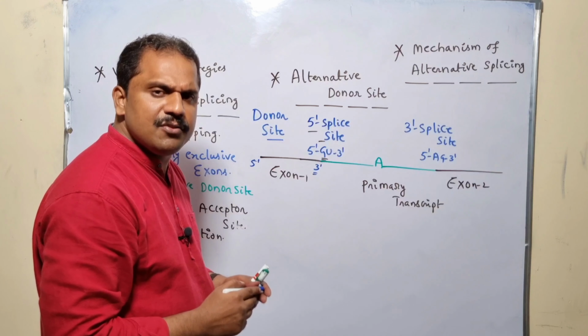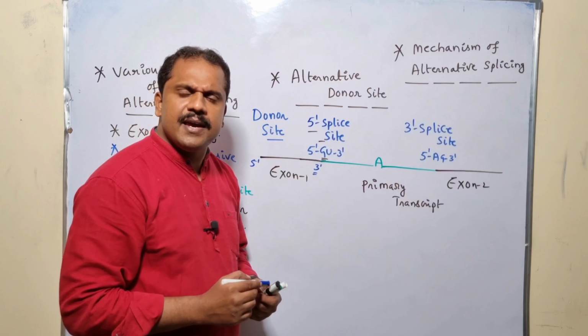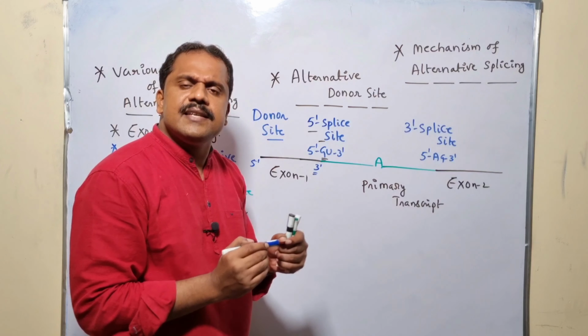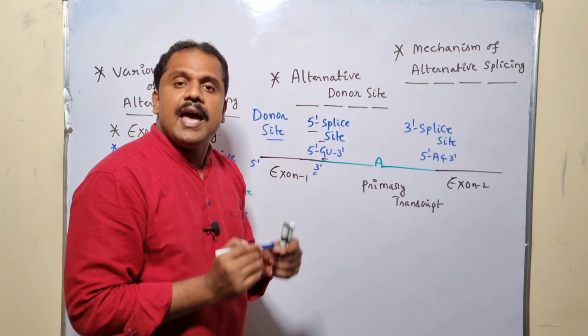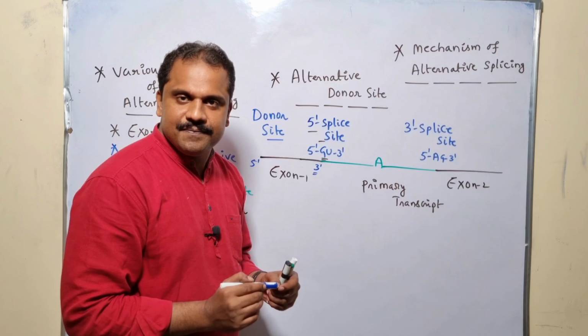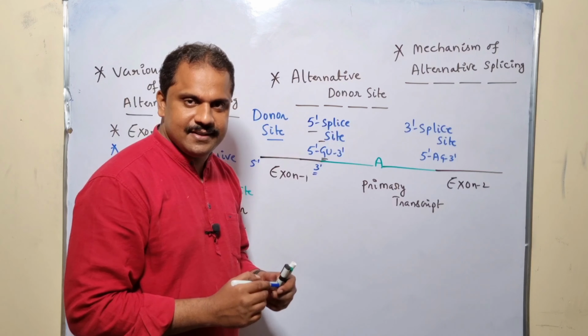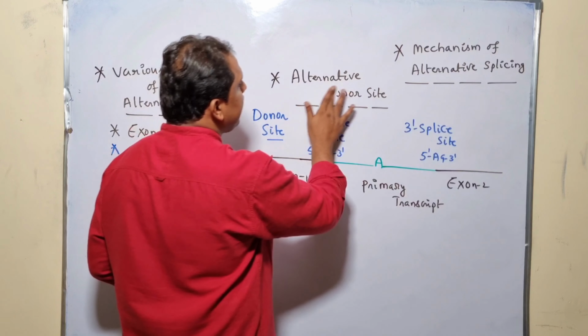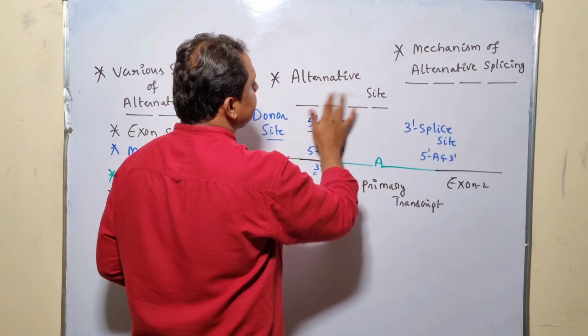And the other strategy through which the alternative splicing mechanism is successfully organized in case of higher eukaryotes includes alternative acceptor site. Is it clear? So let me print it on the board. So what is it? Alternative acceptor site.